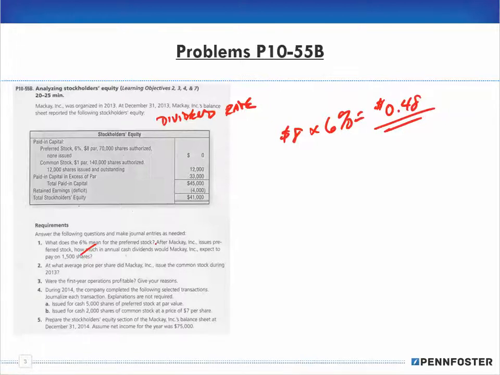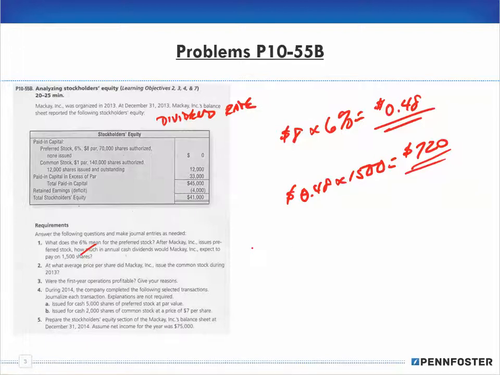So it says, how much in annual cash dividends would McKay expect to pay on 1,500 shares? So that's 48 cents times the 1,500 shares, and that would come out to about $720. Let's just quickly do the math: 48 times 1,500 is $720. That would be the annual dividend.